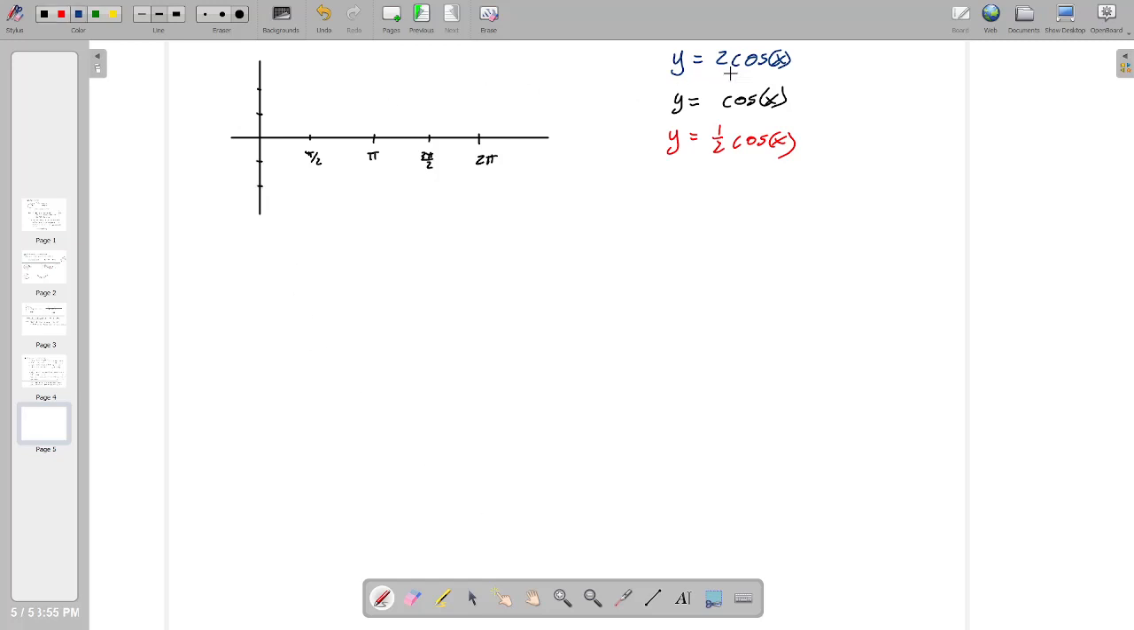The graph y equals 2 cosine x, we start at 2 instead of 1. We still come down to 0. At pi, we reach -2, not -1, back up to 0 at 3 pi over 2, and then we go up to 2 at 2 pi. So it'll look like this. This would be 2 cosine of x.